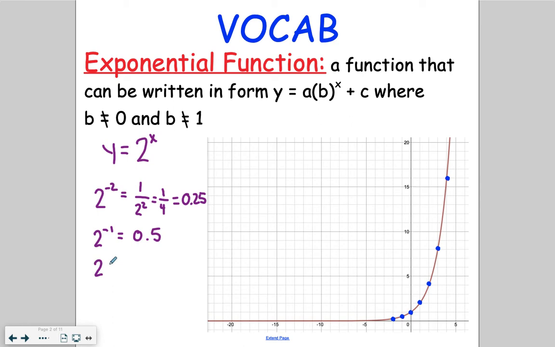Then you've got 2 to the 0, which is going to give you 1. So that takes those first 3 points there. And then we've got 2 to the first, which is 2, 2 to the second, which is 4. And then I even included this next couple of points. 2 to the third is 8, 2 to the fourth is 16. So that's how we get those data points to graph.